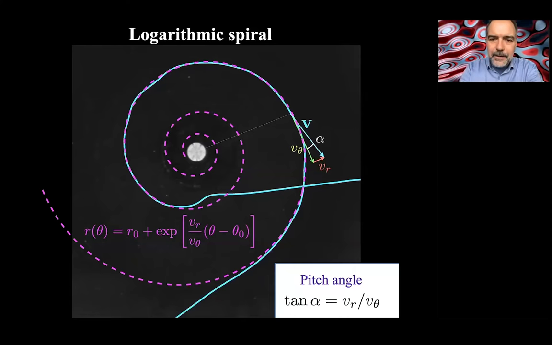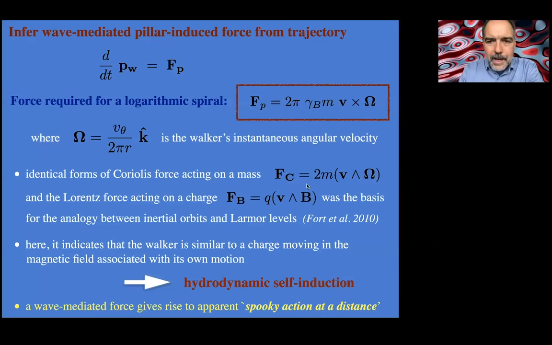Again, it would just walk in a straight line if it weren't for this pillar. So we can ask the question, what is the effective force that need be applied by this pillar to give rise to this logarithmic spiral? If you do that, it's a lift force. So this is the conceit: let's imagine we don't know that there's a wave field there. What would be the effective force that would give rise to the same trajectory? You can infer this, and it's a lift force proportional to the cross product of the walker velocity and its instantaneous angular velocity around the pillar.